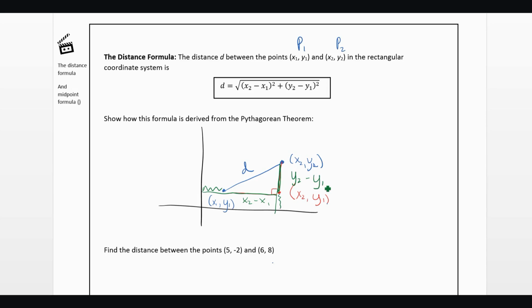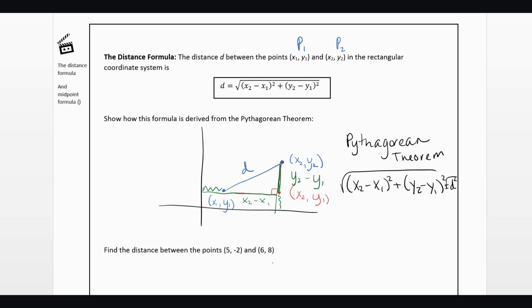And now we're going to use the Pythagorean theorem. So we're going to say that x2 minus x1 squared plus y2 minus y1 squared equals d squared. And to get our distance formula now, we just take the square root of both sides, and we write it as d equals the square root of x2 minus x1 squared plus y2 minus y1 squared. So that's where the formula comes from.